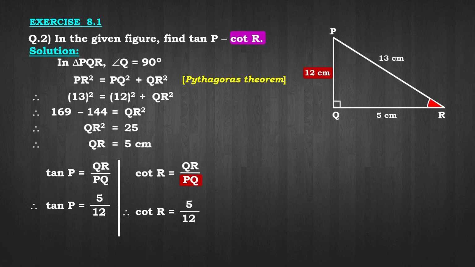Now, let us find tangent P minus cotangent R. Since both values are the same, their difference becomes 0. Therefore, the final answer is 0.